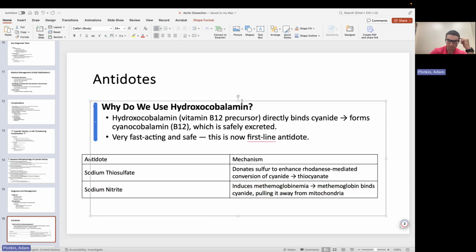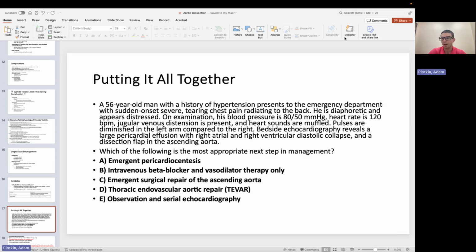So again, hydroxycobalamin, precursor to B12, directly binds cyanide, forms B12, which is safely excreted, and then sodium thiosulfate donates a sulfur group to enhance the rhodanese-mediated conversion of cyanide to thiocyanate that then is renally excreted. All right, almost done. That was pretty much everything. So now here's our putting it all together.